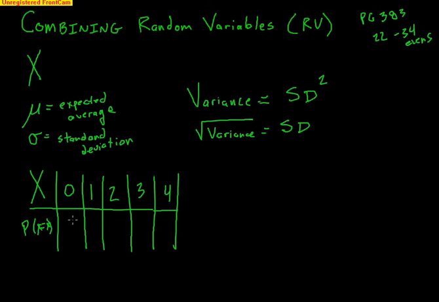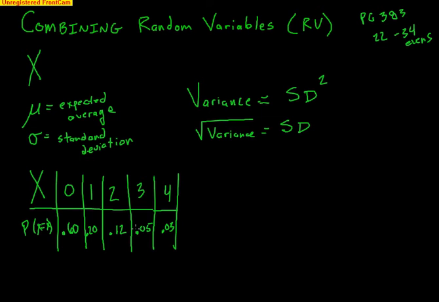Okay, so the probability of it breaking 0 times we said was 60%. The probability of it breaking 1 time was 20%. The probability of it breaking twice was 12%. The probability of it breaking 3 times was 0.05, or 5%. Probability of it breaking 4 times was 0.03 or 3%. Now those do all add up to 100%.